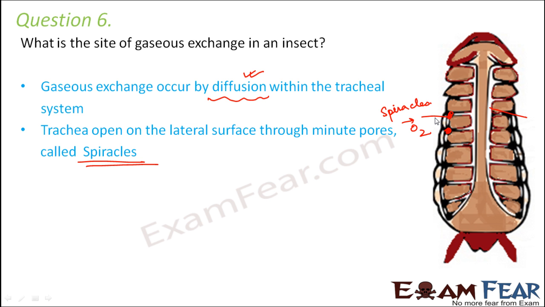The carbon dioxide follows the reverse path. That is, it comes from different cells to the trachea, from the trachea it comes to the spiracles, and from the spiracles it goes outside.